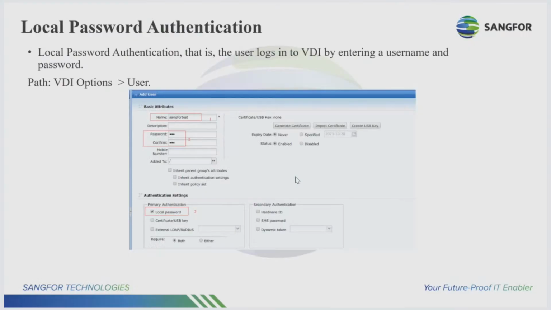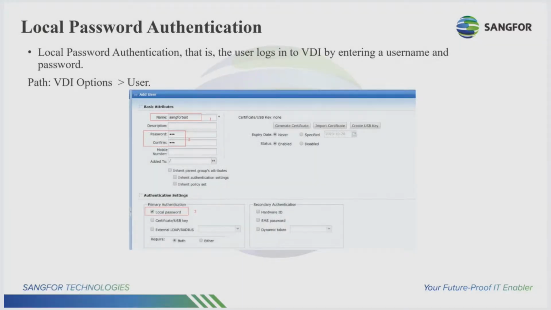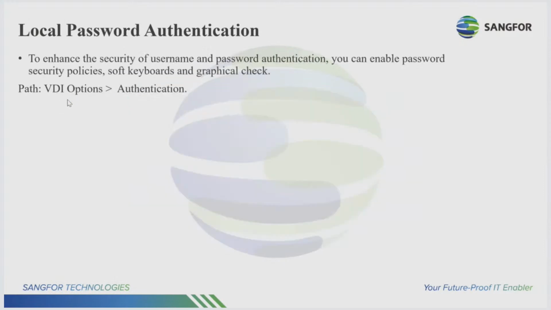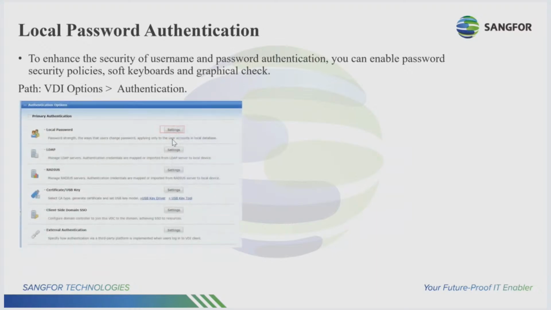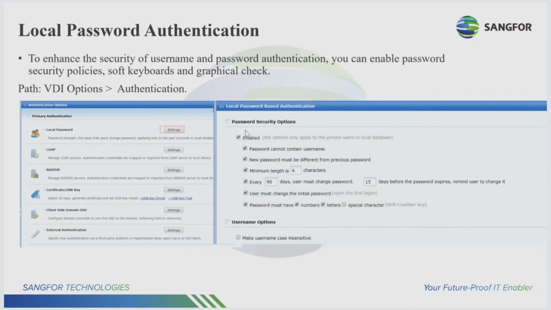This is a detailed configuration. If we want to use a local password, when we create users, we enter the username and password, and I choose local password authentication. And we can set security policies to enhance the password. Here we click the local password, click setting, and we can enable the password security options.